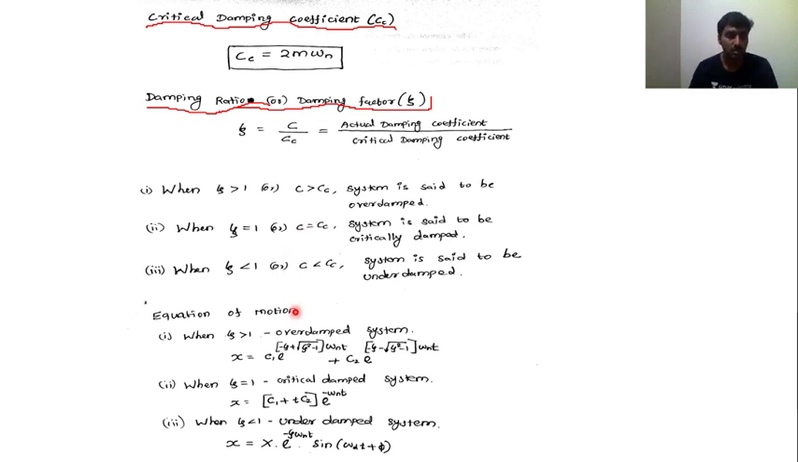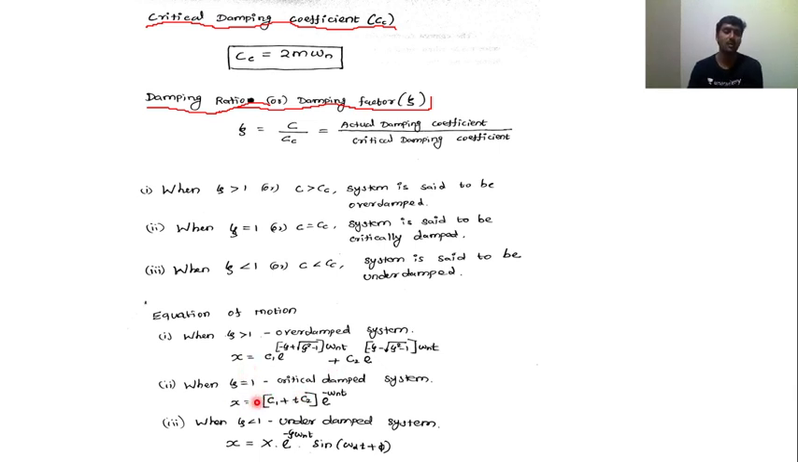The equation of motion when zeta is greater than 1, the overdamped system: here x is the motion of the particle from the mean position. x is equal to C1 into e power minus zeta plus root of zeta square minus 1 into omega n into t, plus C2 into e power minus zeta minus root of zeta square minus 1 into omega n into t.